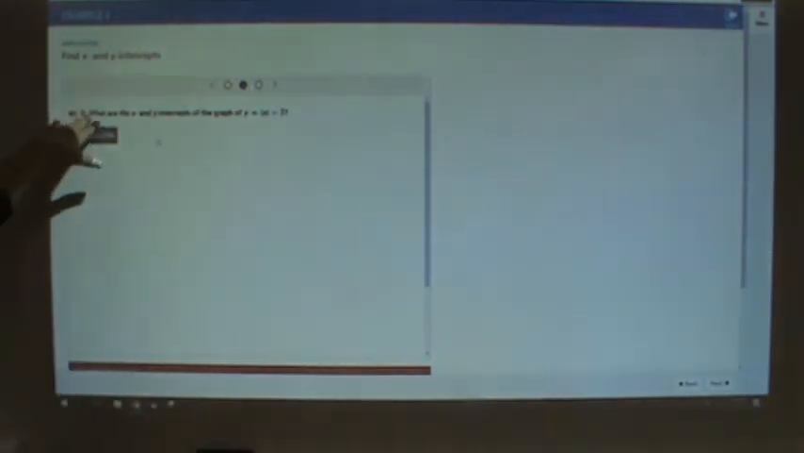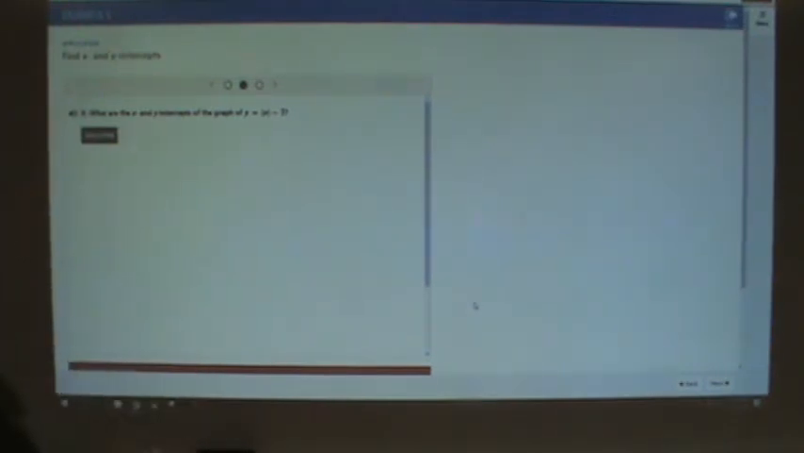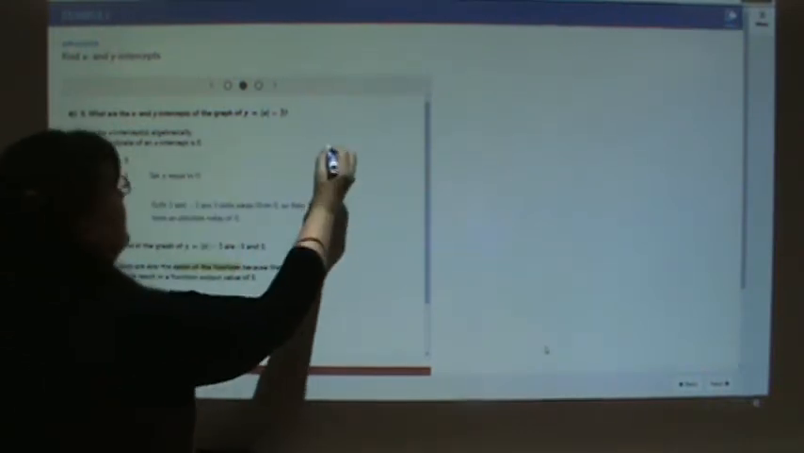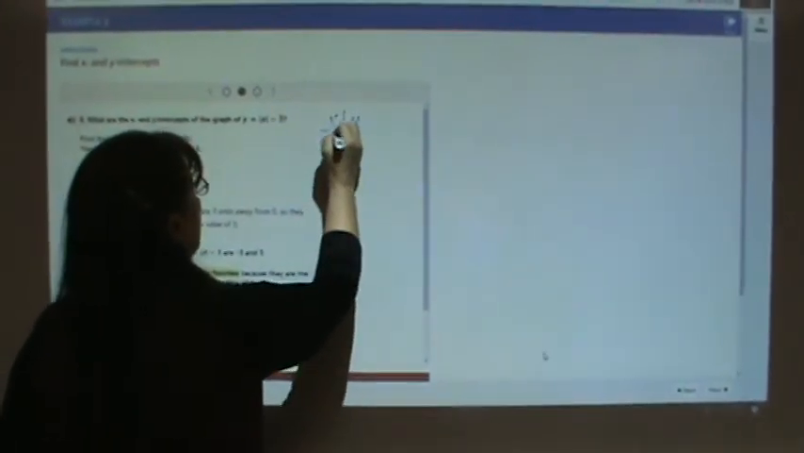Now it says, what are the x and y intercepts of the graph of y equals the absolute value of x minus 3? Push the solution, please. All right, this goes through the process of finding what the x and the y intercepts are. Now, a lot of times when I have problems like this, I will have a 0 here.